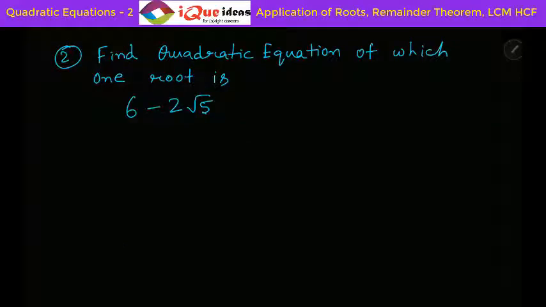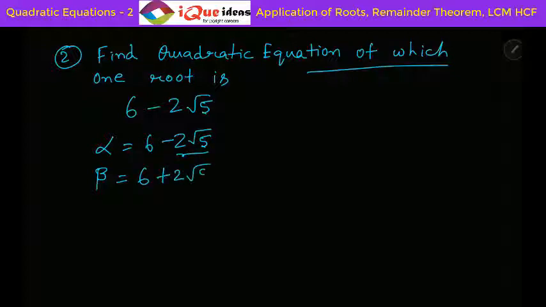Now let's take up the next question. It says find the quadratic equation of which one root is 6 minus 2 root 5. So let's say alpha, that is one root, is 6 minus 2 root 5. Again, this is an irrational number. So the other root beta can be taken by changing the sign of the irrational part. The irrational part is 2 root 5. So here it is already minus, so we'll take plus 2 root 5.